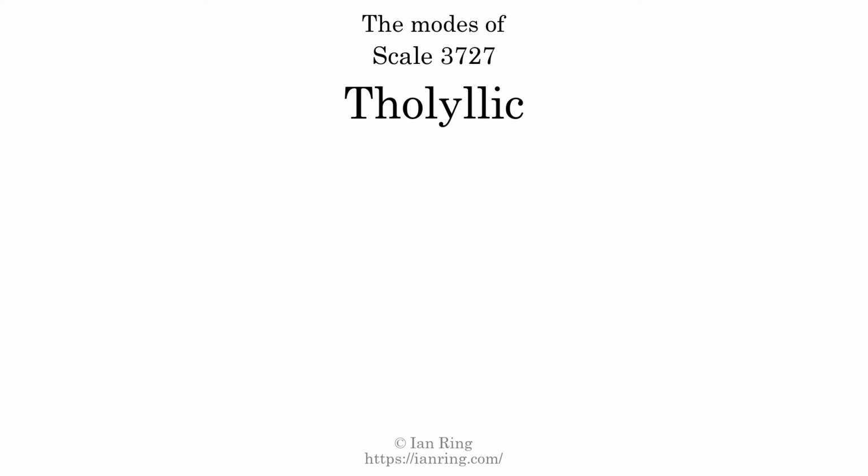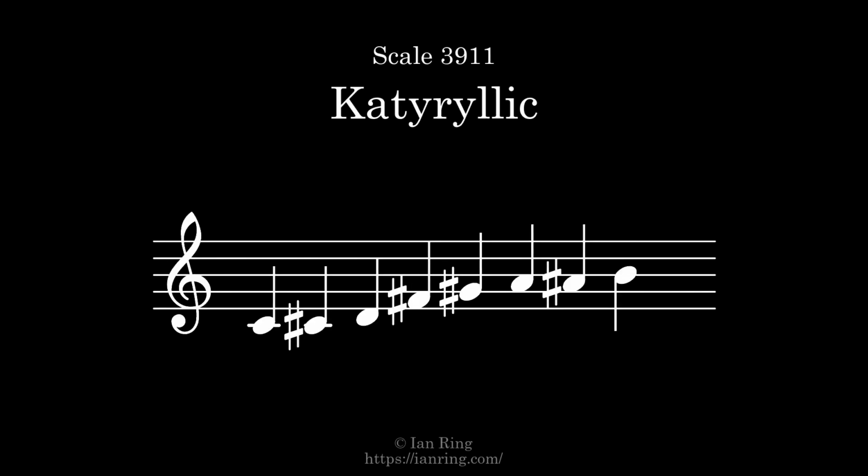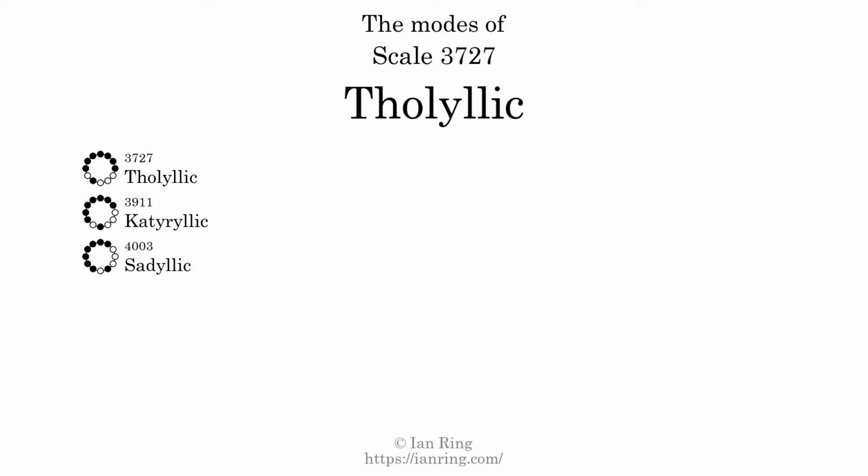This scale has 8 modes. The first mode is itself. The second mode is scale 3911, also known as Tholyllic. It sounds like this. The third mode is scale 4003, also known as Tholyllic. It sounds like this.